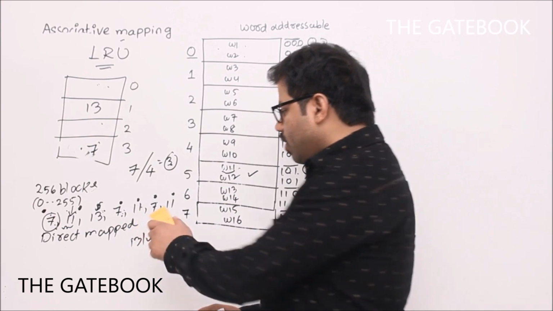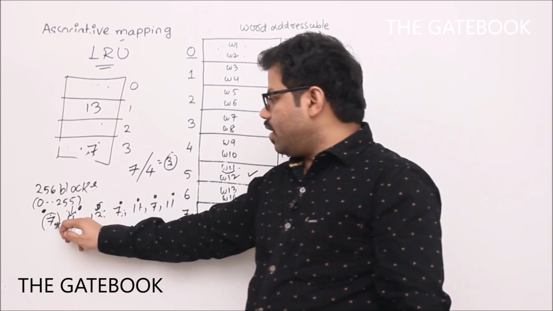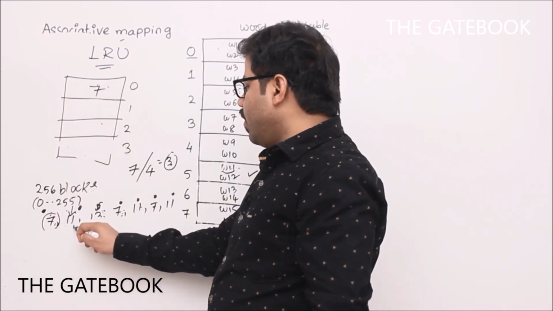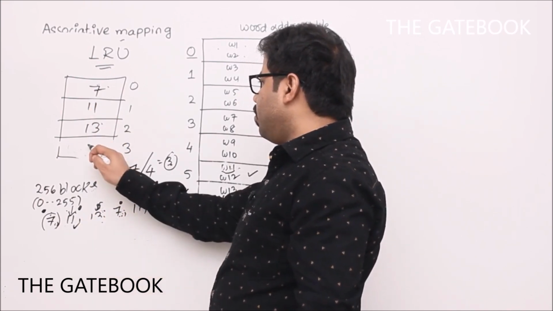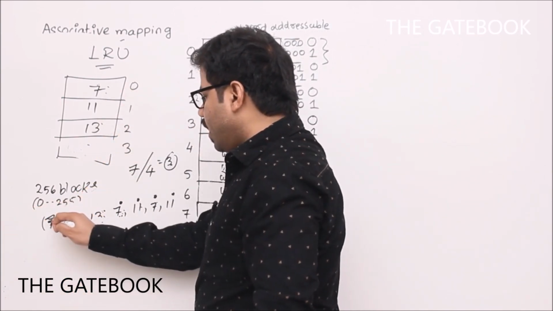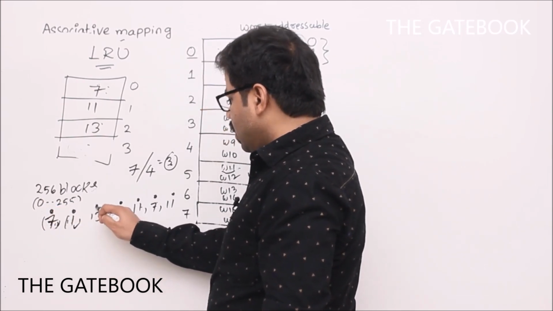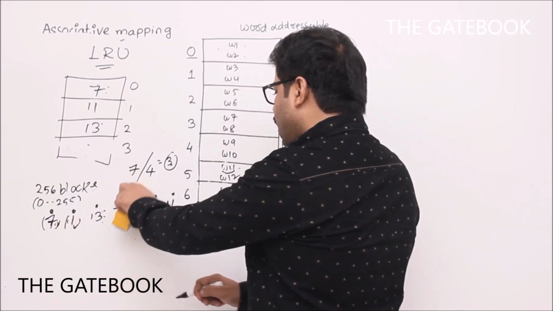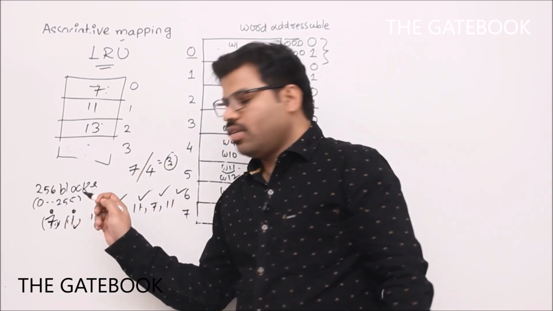If it is associative mapping, what is going to happen, we'll see. So no division, nothing. Anyone can go anywhere. So 7 can be kept anywhere. Assume that we are keeping 7 here. Okay. Now 11, you can keep anywhere, here. Then 13, keep here. Then 7, it is already there, so hit, right? First time when you access 7, miss. Next time when you access 11, miss. 13, miss. But next time when you access 7, it is available. So hit. 11 again hit, 7 hit, 11 hit. So the number of misses is only the first 3.